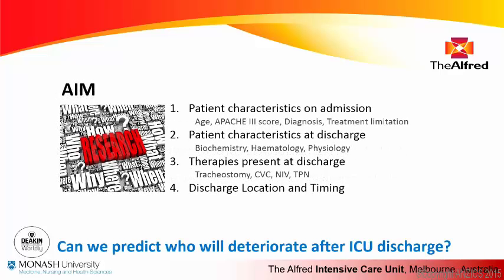So can we actually predict who will deteriorate after ICU discharge? We have available to us quite a number of databases now and the ability to link them, and we've heard a number of papers today presenting that data mining and data linkage. So in terms of the ICU discharge data, we've got the characteristics on admission, patient characteristics at discharge, therapies present at discharge, and also the discharge location and the timing of discharge. And actually the decision of when someone's discharged, but when they actually get discharged.